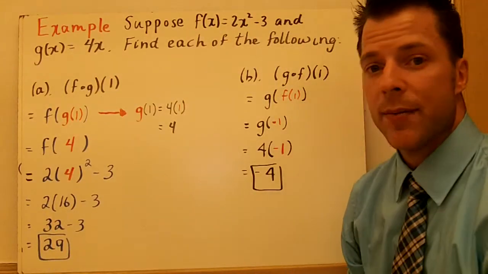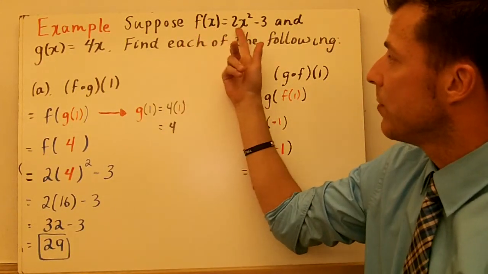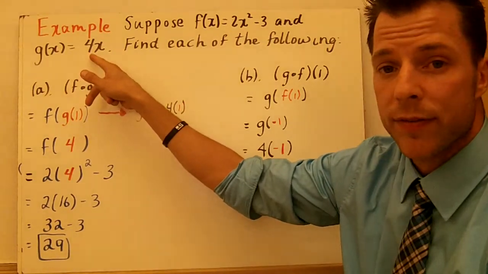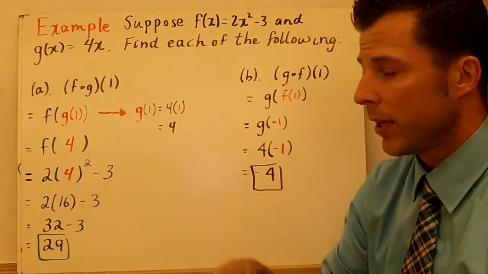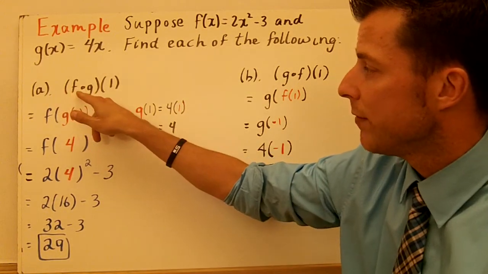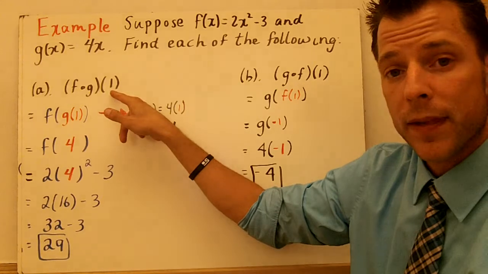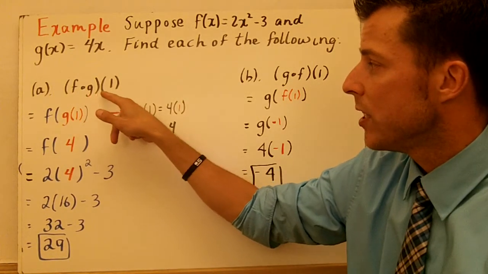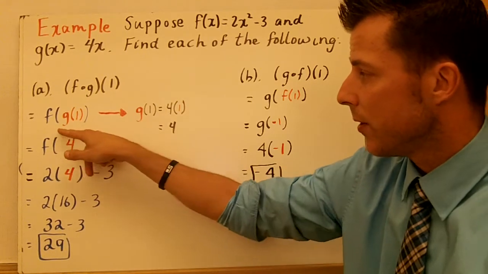So in our first example, let's let f of x be 2x squared minus 3, and g of x is going to be 4x. Find each of the following. So there's four things we're going to be looking at. In part A, we're looking at f composed with g of 1. So what this tells us, we're looking for f of g of 1, which is written here.